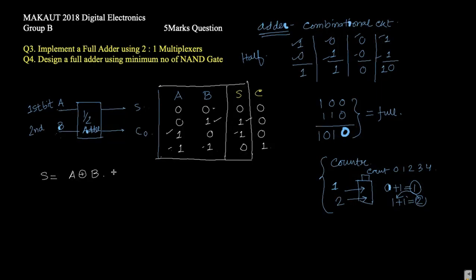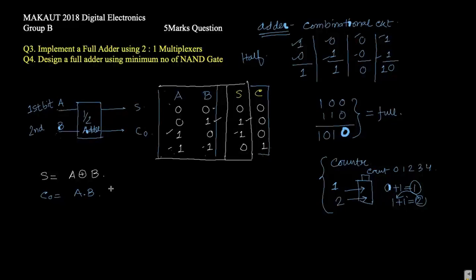Now, if you want to take the expression for carry, what is the carry output? You consider this A and B table, forget about S and consider the C table. For 0 0 it is 0, for 0 1 it is 0, for 1 0 it is 0, for 1 1 it is 1. It means when both inputs are high, then the output is high. This is nothing but the truth table for an AND gate. So we can write A AND B as the output.